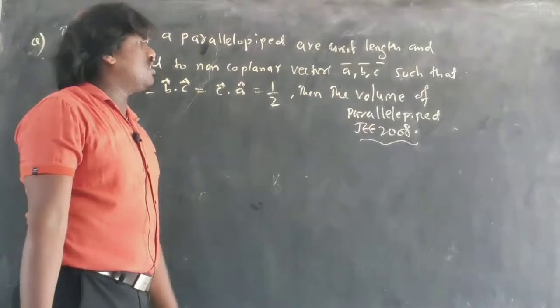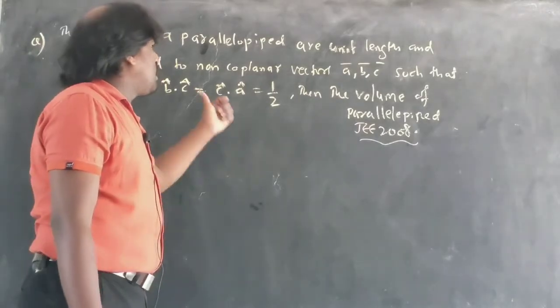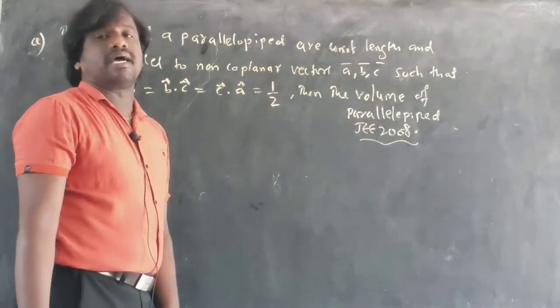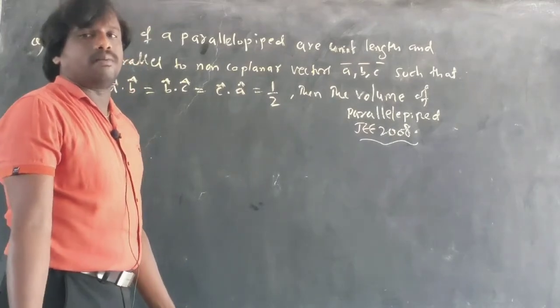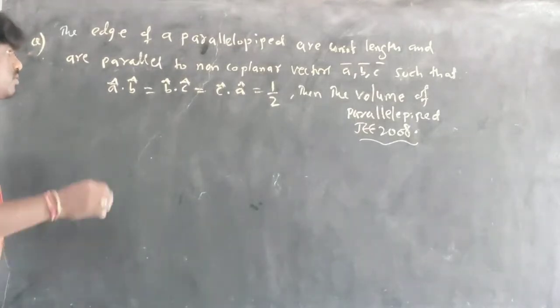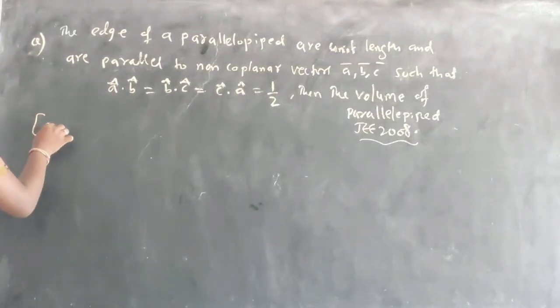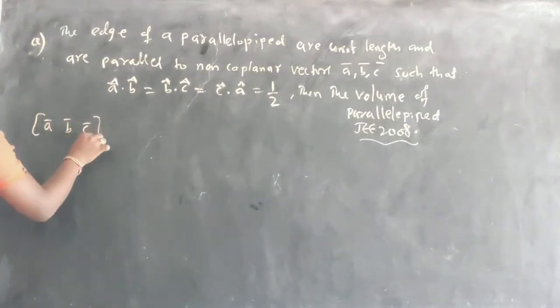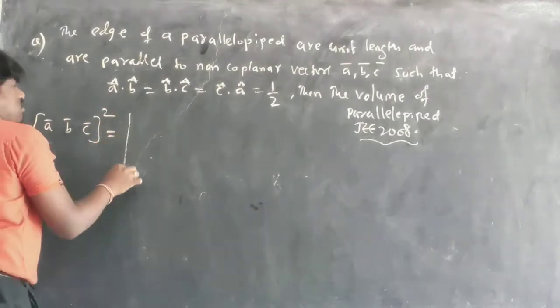Now the question is the volume of a parallelepiped, but the edges of the parallelepiped are not given. The parallelepiped edges are not given and it is asking to find the volume. So this time this rule will be used: box ABC whole square is equal to what here?